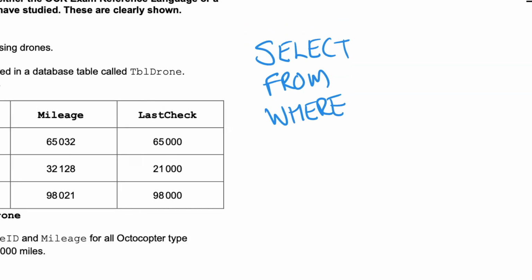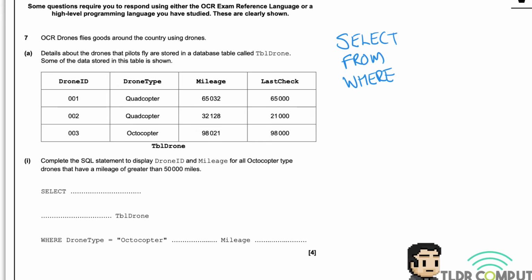All right, people, I want you to give that a try on OCR drone files. This question here: complete the SQL statement to display drone ID and mileage. Oh, if you wanted to say all of the fields, what would you do? Asterisk as a wild card. From, oh, we've kind of given that away now, haven't we? And then finish out the rest.